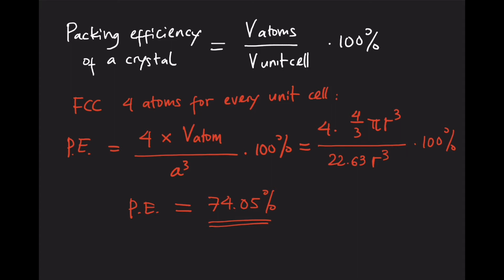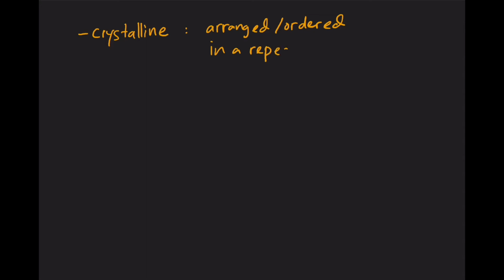So what we have discussed so far is crystal structure, and this makes up the crystalline material. Crystalline materials are the materials that are arranged or ordered in a repeating manner, just like what we have discussed for the simple cubic, BCC, and also FCC. And another thing, we also have the amorphous material, and this one is not arranged or not ordered.